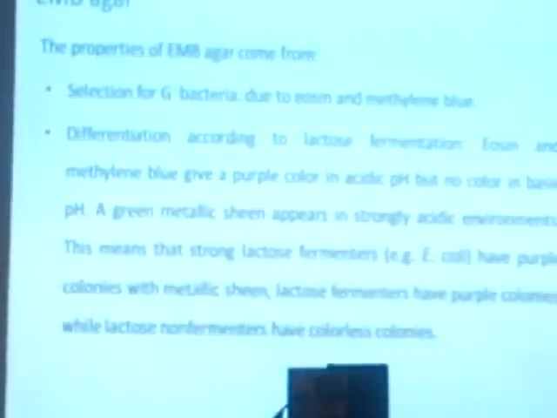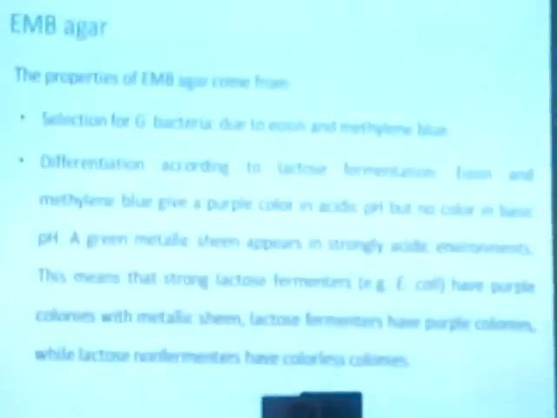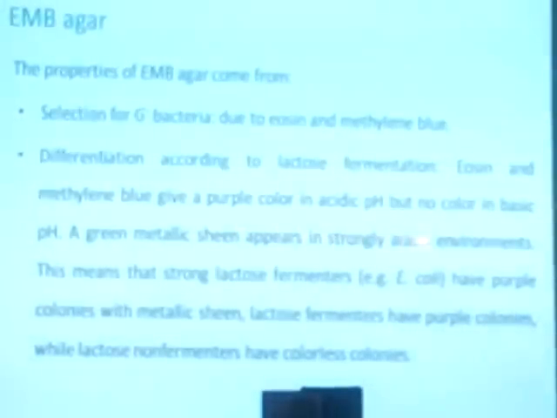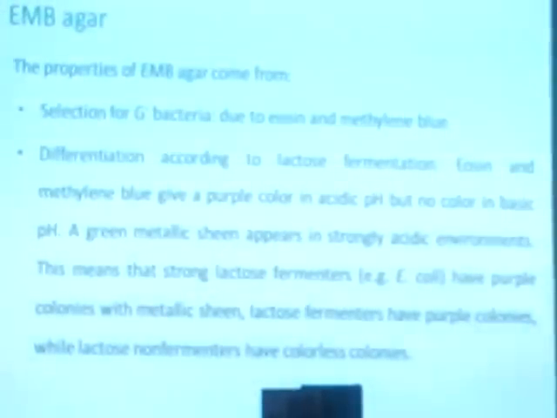Now, E. coli, we've said, is a very strong lactose fermenter, so the acidic pH will be more pronounced, the pH will be still lower. This means that the strong acidic environment will give what we call a green metallic sheen. Sheen is like a form of shine, as if there is a luster. We will see it now. It is a very characteristic appearance and helpful for us. This means that strong lactose fermenters like E. coli have purple colonies with metallic sheen.